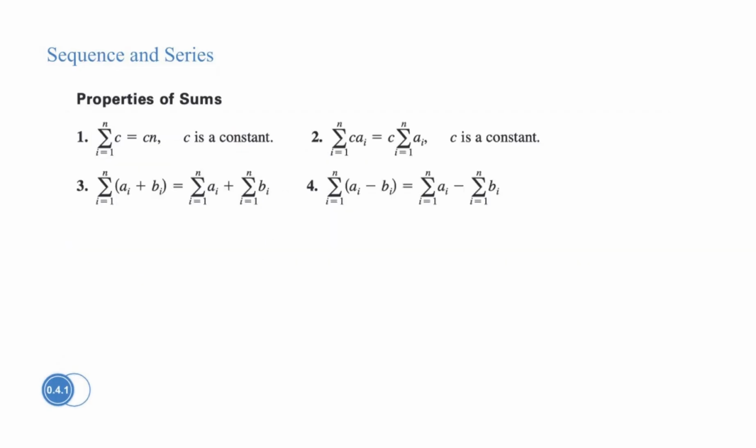These are some basic rules for working with summations. First, if we add the same constant, c, n times, the sum is cn. Second, if every term is multiplied by a constant, we can factor that constant outside of the summation. Third, if we are adding two expressions inside the summation, we can split them into two separate sums. And the same idea works for subtraction. These rules help us simplify summation expressions.